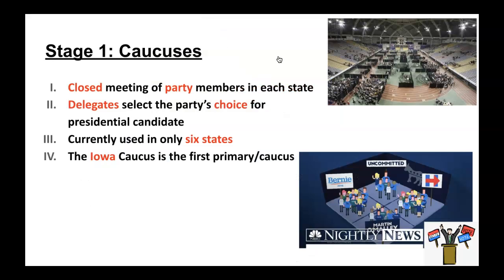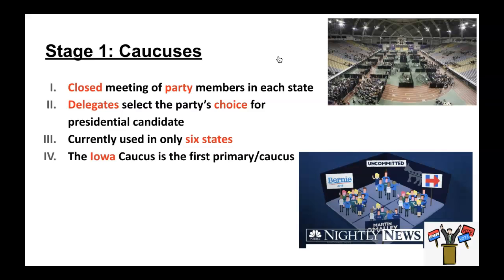So what are caucuses? Caucuses are basically closed meetings of party members in each state. Delegates select the party's choice for a presidential candidate. Now, this system is currently only used in six states, and many people might call it old and outdated. The Iowa caucus, however, is the first primary and caucus that takes place.